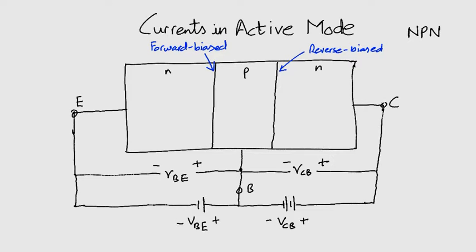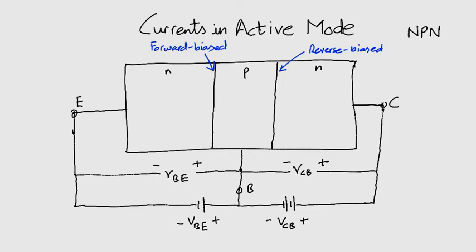Right, then we have the NPN transistor biased to operate in the active mode. Two external voltages are used to establish the required bias conditions for the active mode operation. These two voltages here, however, are instantaneous voltages that change with current.